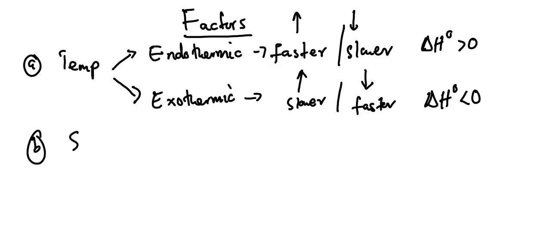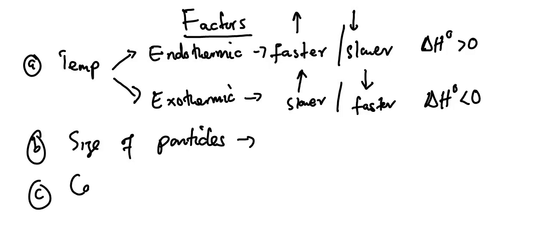The second one, we have the size of particles. So this is still the same thing you used to discuss in high school. The smaller the particles, the faster the chemical reaction, because it's easy to deal with them, right? It's easy to react with them. So this is still the same explanation you had in high school.